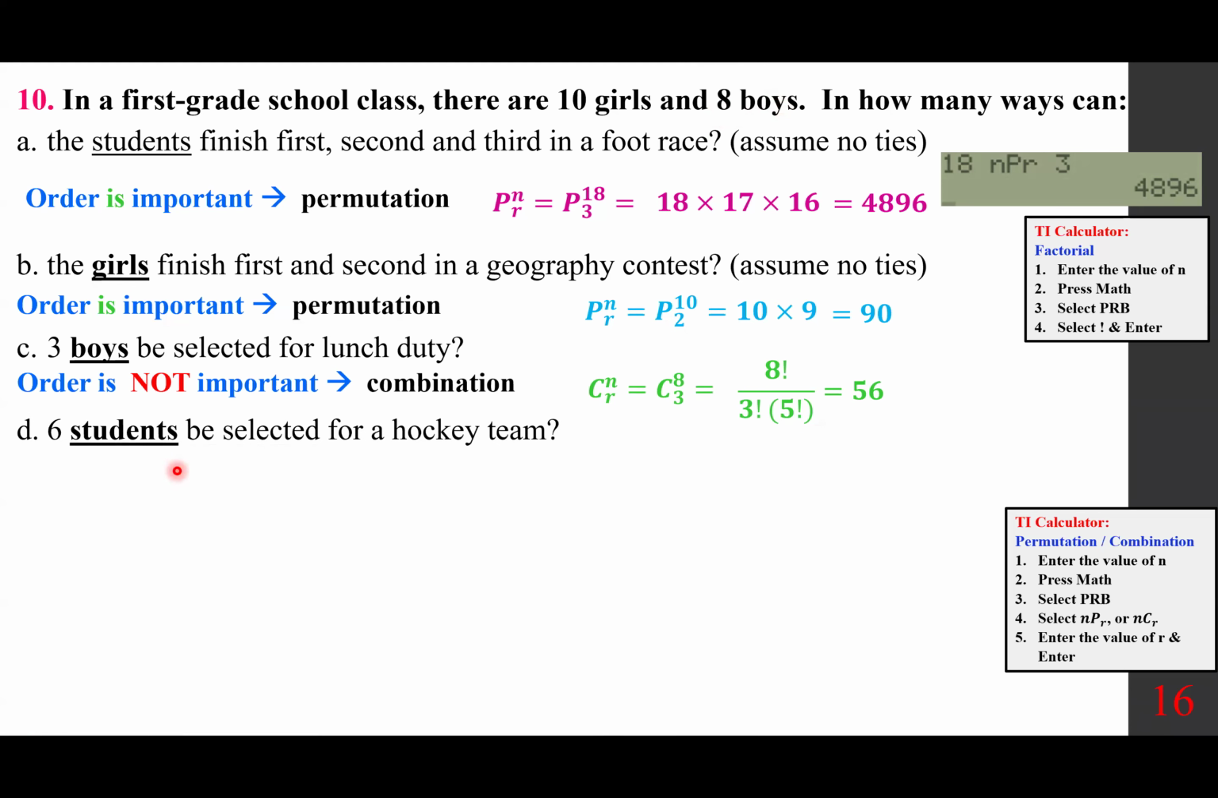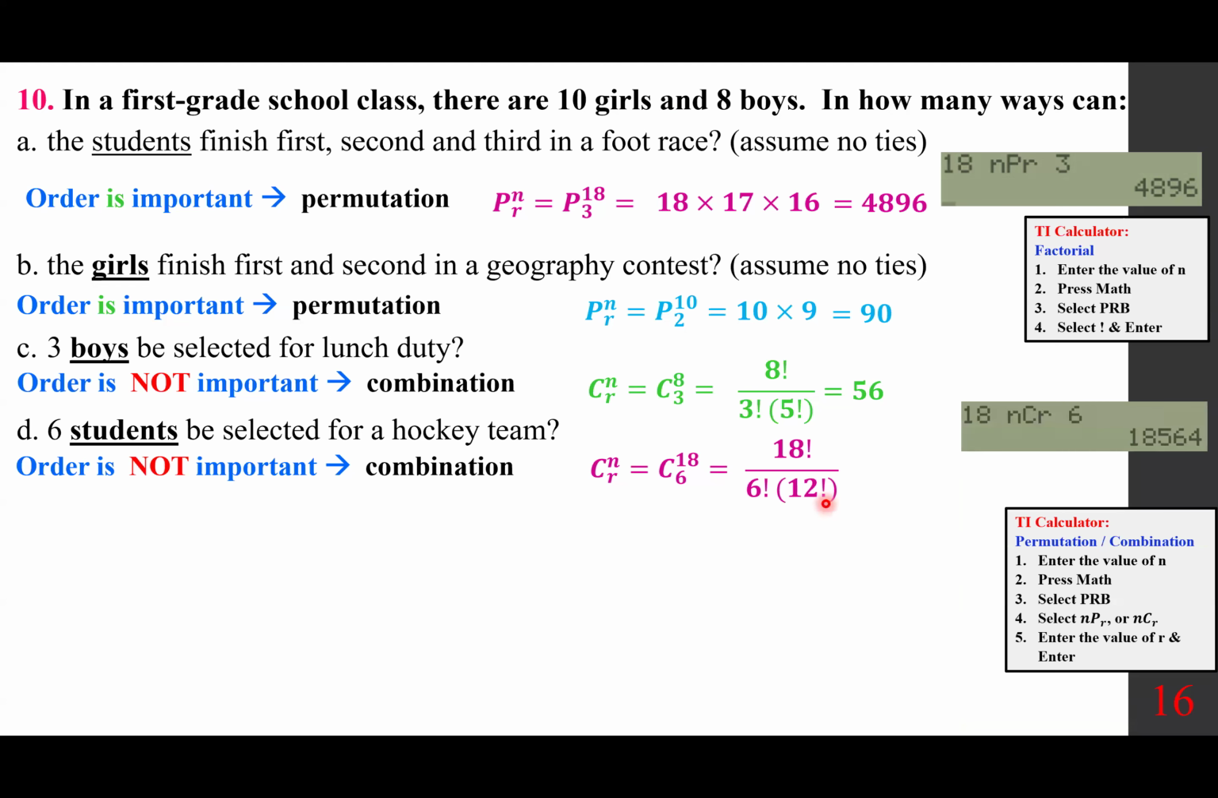Now we want 6 students be selected for a hockey team. So we have how many students? Total of 18. And how many do we want? 6, and order is not important. Combination of 18, choose 6. 18 factorial over 6 factorial times 12 factorial. And you can put it into a calculator. First you put 18, then nCr 6, and it gives you the answer, and you're done.